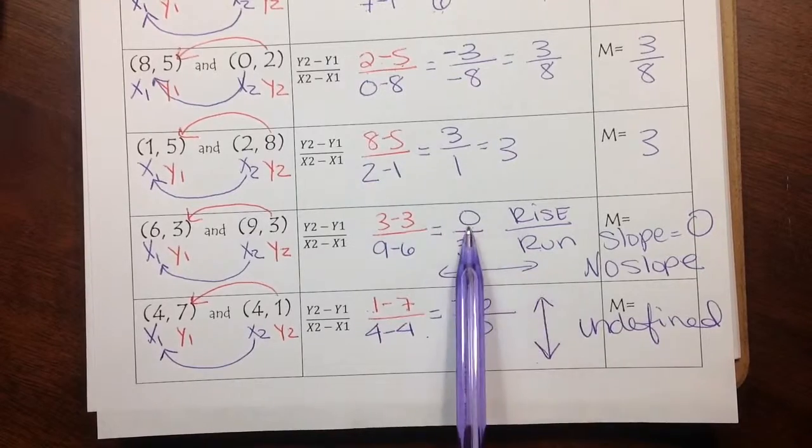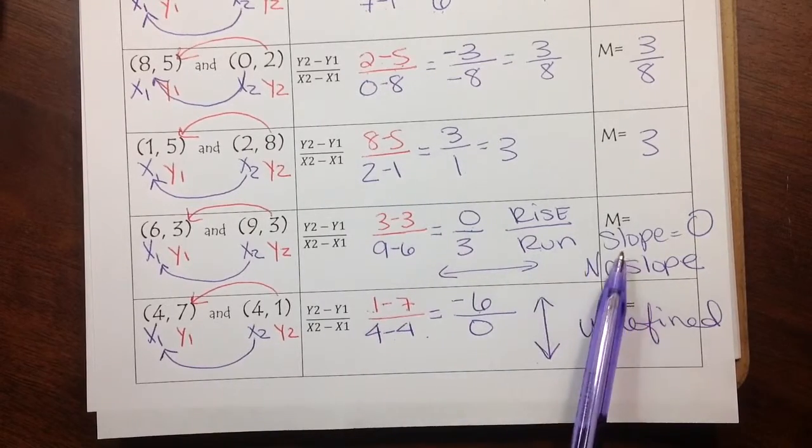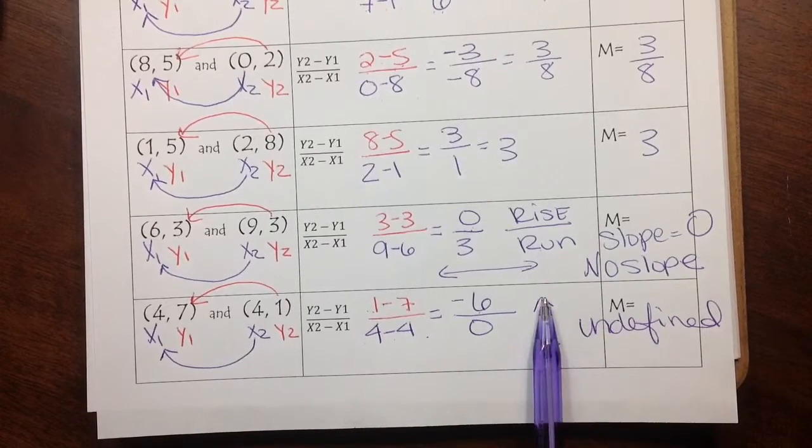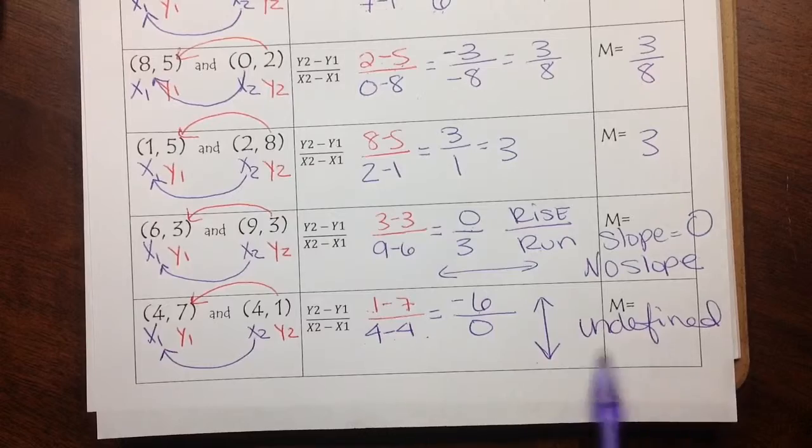So let's go over this again. 0 on the top, horizontal line, no slope or a slope of 0. 0 on the bottom, vertical line, which makes it an undefined slope.